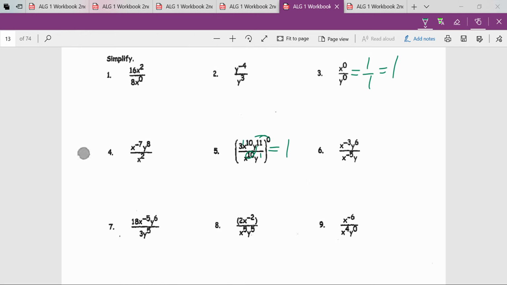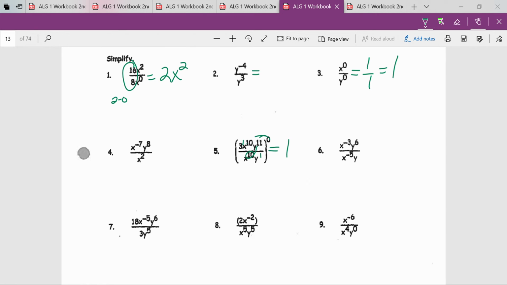Alright, so let's do some examples. Most of the rules that we'll do today are for division. And we know that when we divide variables, we subtract their exponents. Only the exponents. These rules are only for exponents. 16 and 8 are not exponents, so they just divide normally. So if I'm dividing, what do I do with the exponents? Subtract. So this is 2 minus 0. What's 2 minus 0? This is just x to the 2. If it's positive, it stays where it's at. So we're done with that one.